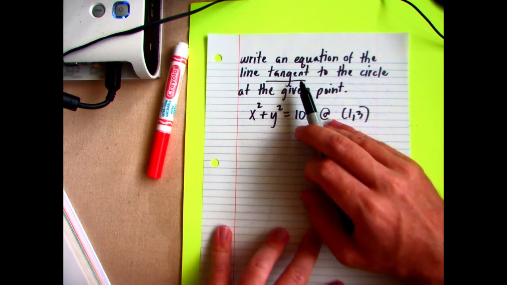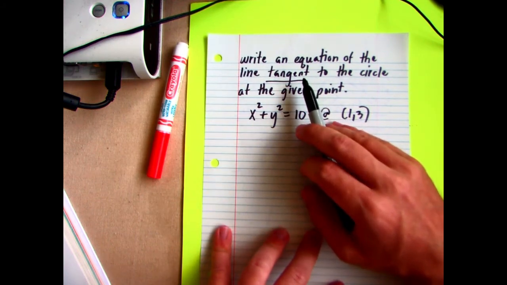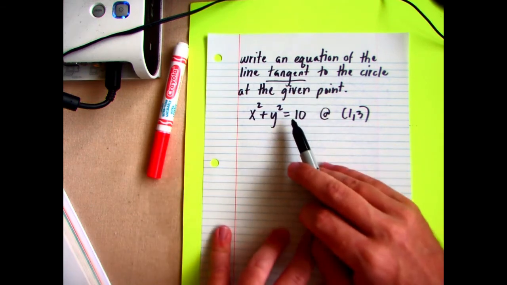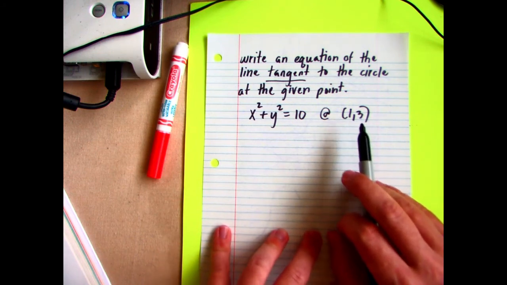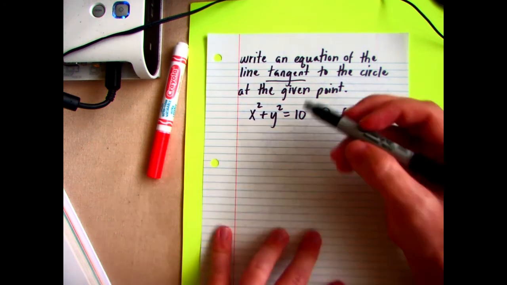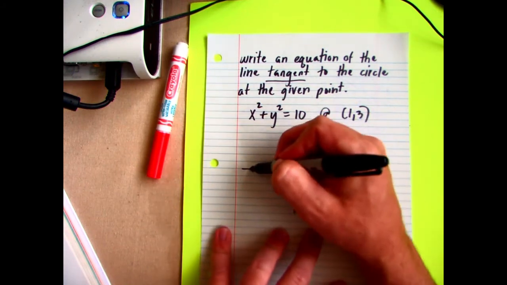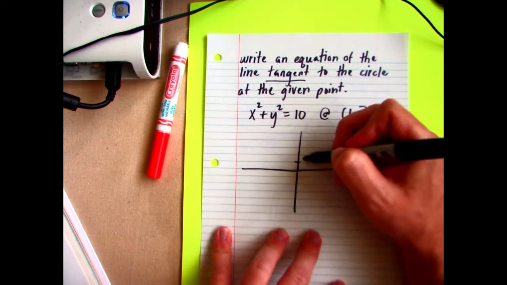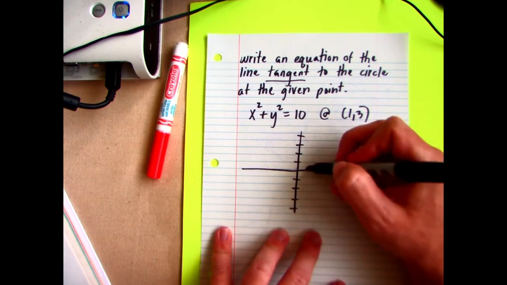Okay, here is another type of equation. Write the equation of the line that is tangent to the circle at the given point. Recall that tangent means the line is only touching the circle at one point. Tangent only touches at one point. So my circle is x squared plus y squared equals 10, and my point of tangency is 1, 3.